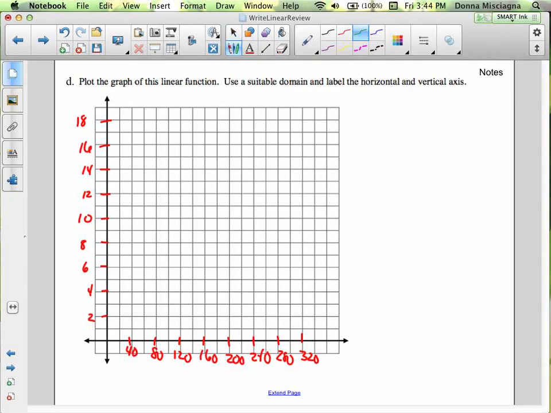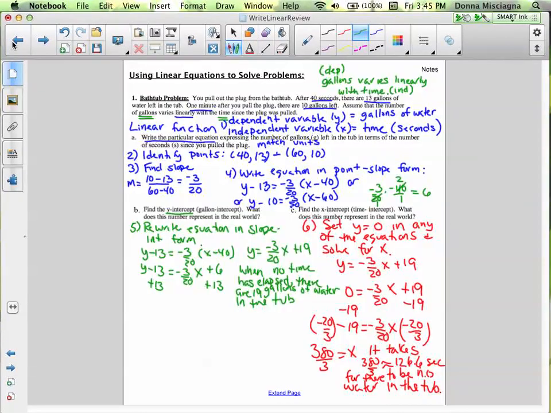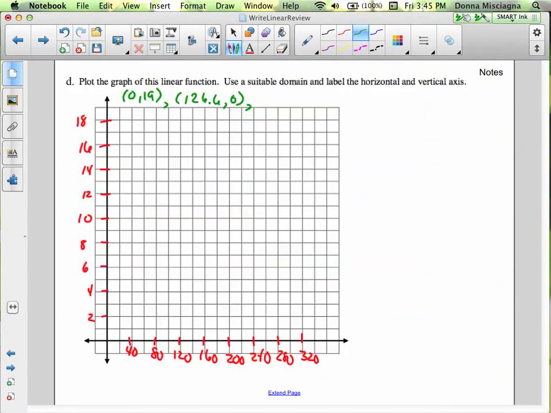I remember we had the point 0, 19. I'll write them all down. We had 0, 19. We had, was it 126.60? There was, I think, 40 something. 40, 13, and 60, 10. Right? So use your x and y intercepts and use any points you're given. So we were given the 40, 13 and the 60, 10. We should use all of our points.